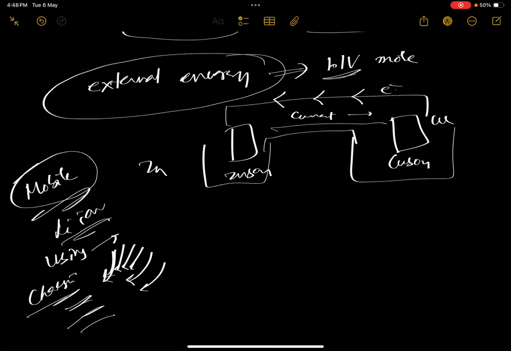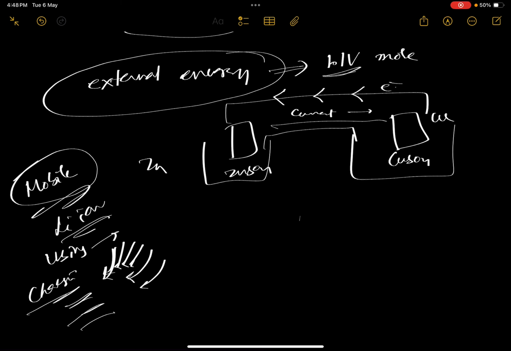Very similar concept. Now you can ask, if the value is exactly 1.1 volts? No electrons flow, no current flow. Nothing will happen. So with less than 1.1 volts of external energy, the electrons will flow from zinc to copper. If external energy is more than 1.1, then electrons flow from copper to zinc, and current flow is always opposite.